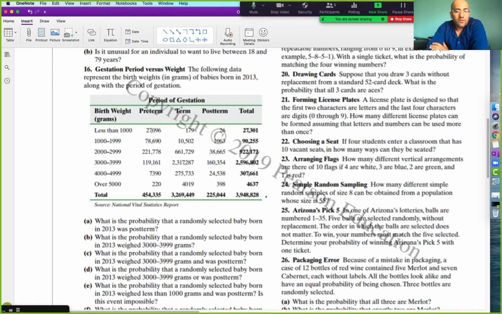Okay. All right, so we have a total of 3,948,828 babies in our table here. So part A, what is the probability that a randomly selected baby born in 2018 was a post-term baby, right? So post-terms, here are the post-terms. There are 225,044, right? Post-term, they went past their due date.